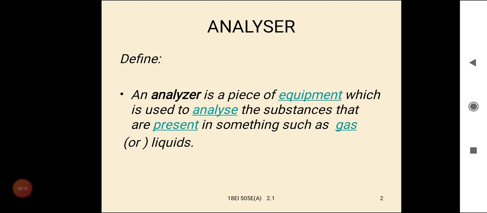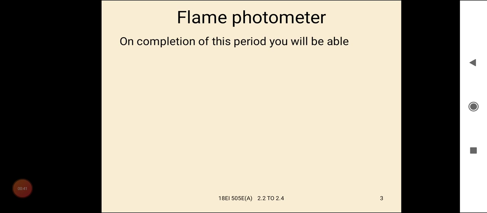Definition: an analyzer is a piece of equipment which is used to analyze the substances that are present in something such as gas or liquids. Flame photometer.